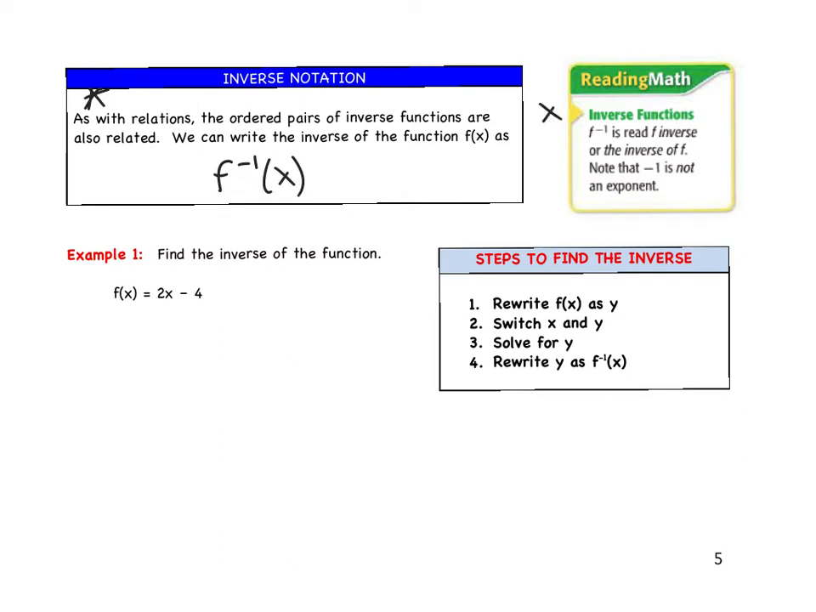I want us to see this note to the side because it's important. That is not read as f negative 1 of x. That's read as f inverse, or the inverse of f. Negative 1 is not an exponent. This is just notation. It's not an exponent.